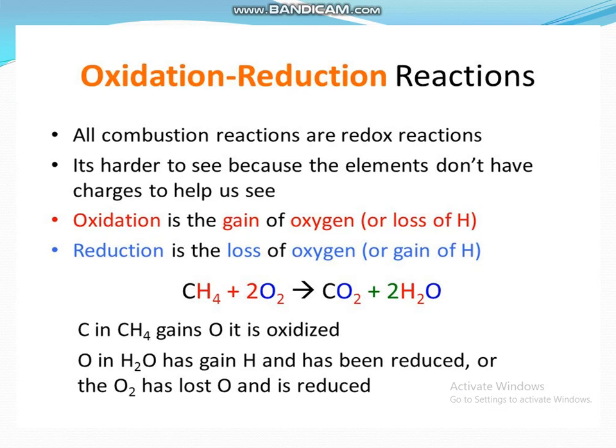Oxygen in water has gained hydrogen and has been reduced. As we have already discussed, gain of hydrogen is called reduction. So oxygen in this reaction is reduced, or the oxygen has lost oxygen. There are two oxygens present in the first one, and after losing the oxygen it is reduced. So we can say that carbon in this reaction is oxidized and oxygen in this reaction is reduced.